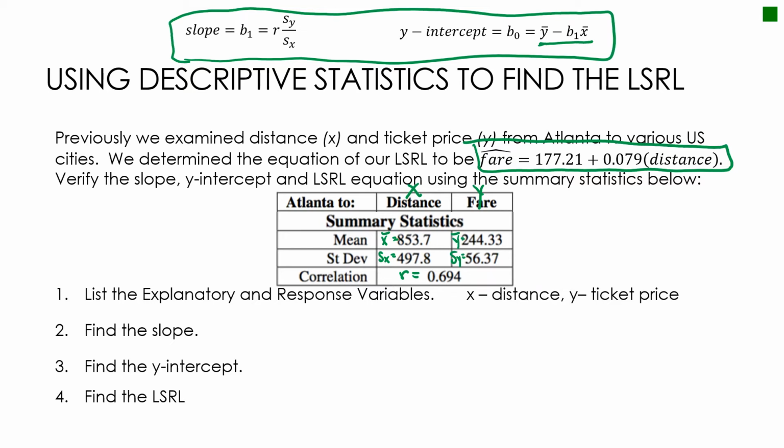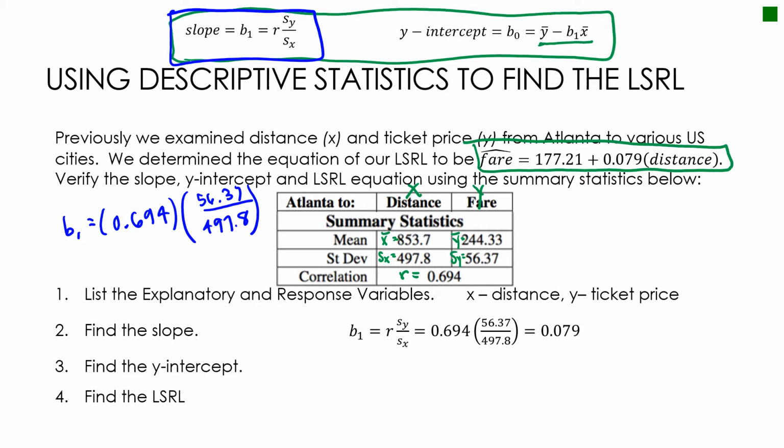This would be the mean of my x values, and this would be the mean of my y values. Now that I have everything labeled appropriately, I'm going to find the slope, again just using this formula. The slope is b sub 1, and we're going to use our correlation of 0.694 multiplied by the fraction of my standard deviations, so 56.37 divided by 497.8. That's how we would set that up. When I multiply that out, using a calculator, I find a slope of 0.079, and it makes me very happy because that is the same value I found before.